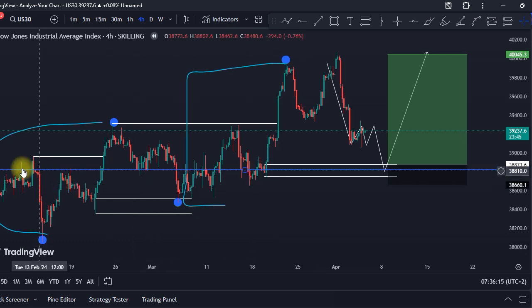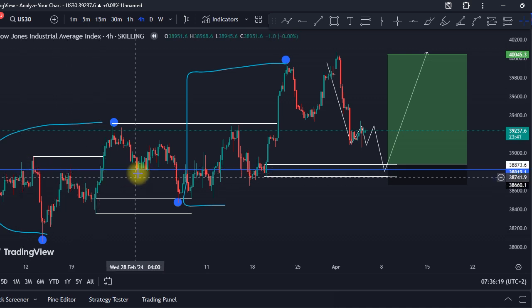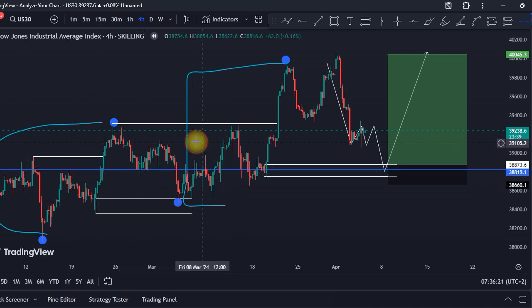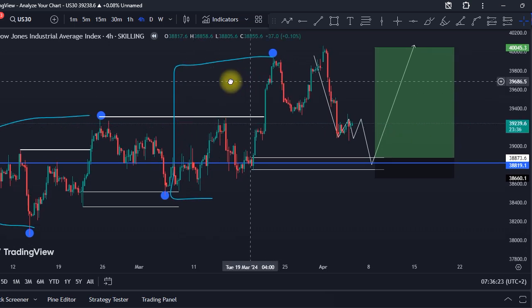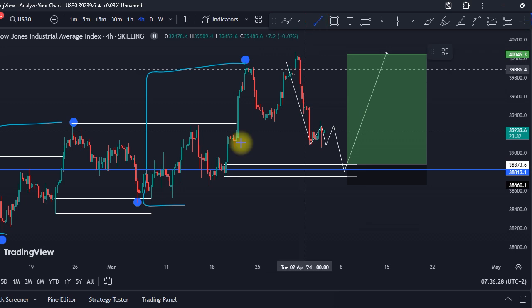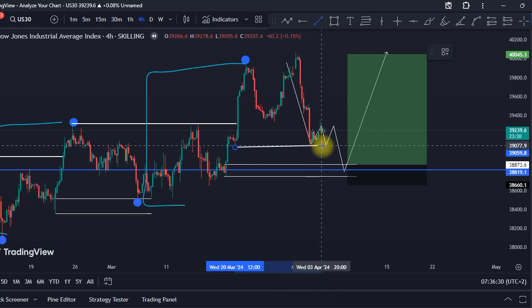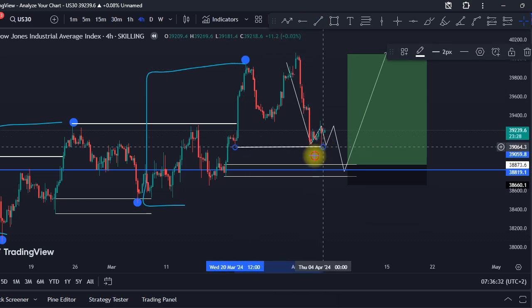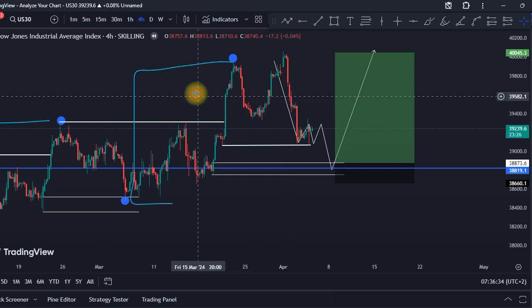So we have this touch over here, we have this touch, we have that touch, we have this touch, this touch. So we have more than 7 touches, which makes it an order block that is most probable to hold. So these 2 points here are most likely going to be used as liquidity. So that's what I think is going to happen in the US30.